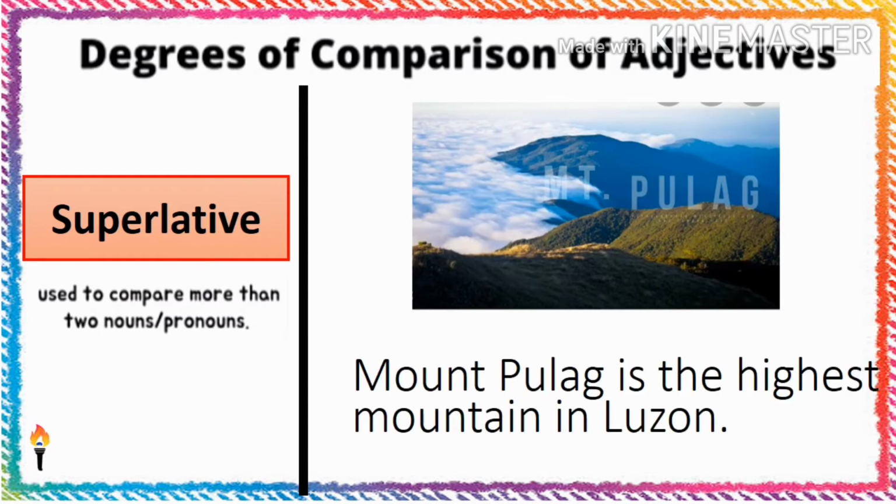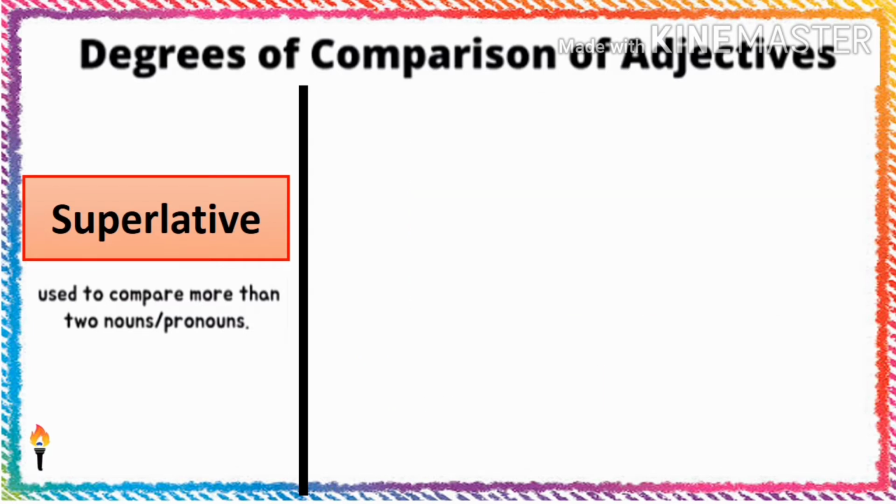Another example, Mount Pulag is the highest mountain in Luzon. What are the nouns being compared? We have Mount Pulag and the other mountains in Luzon. What is the word used to compare them? We have the word highest. Highest is an adjective in the superlative degree because it compares more than two nouns.